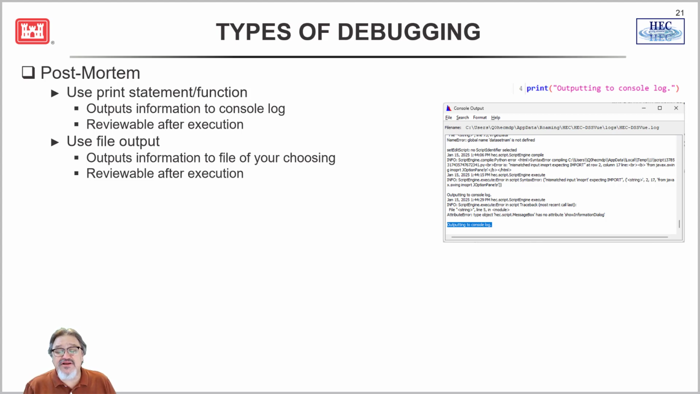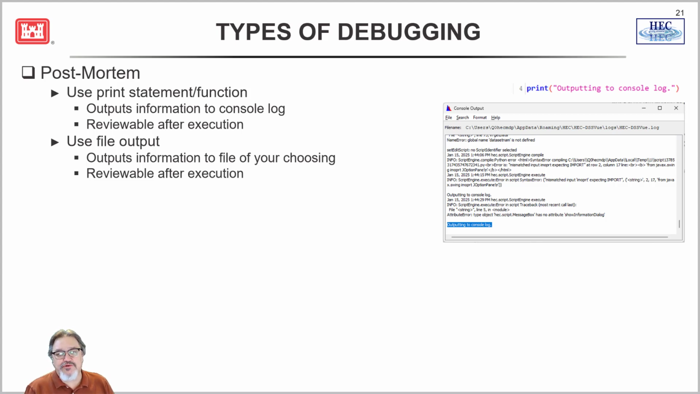And a lot of times, even when more sophisticated forms of debugging are available to you, this is still very useful because you can look at a lot of information at one time using this postmortem method. You can also output to a file if you need an output to a file.